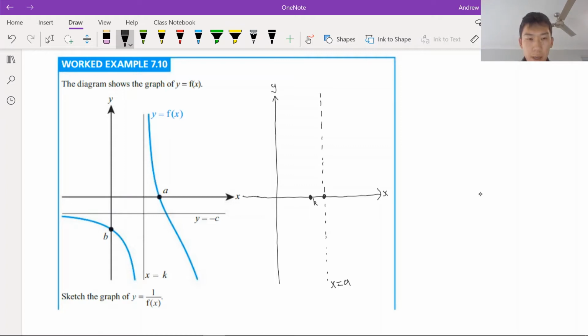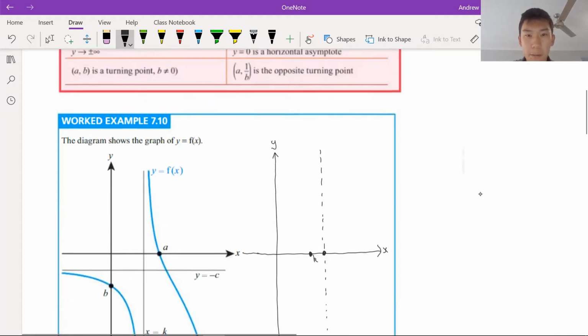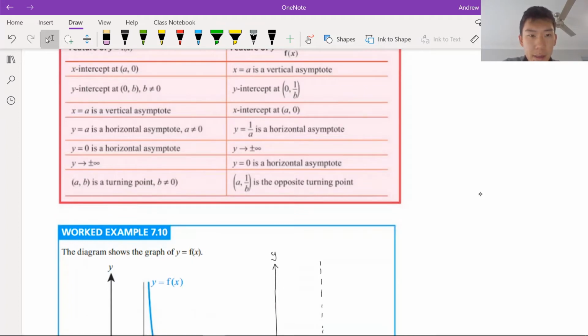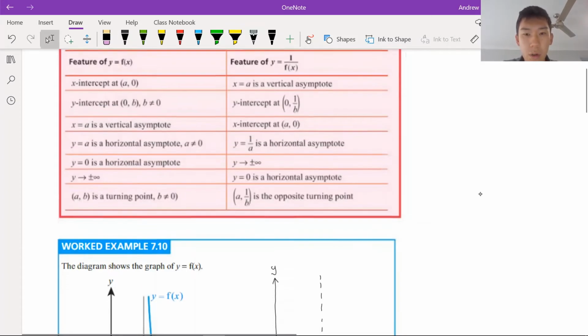Alright, so now let's look at our y-intercepts and horizontal asymptote. So let's see what happens. The new y-intercept becomes 1 over b. And if our horizontal asymptote was not 0, then 1 over a is our new horizontal asymptote.